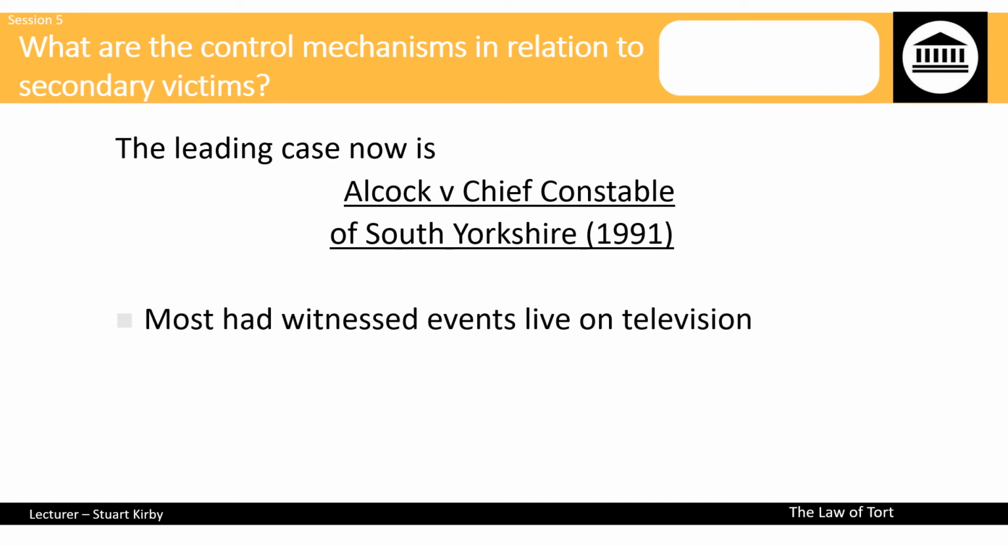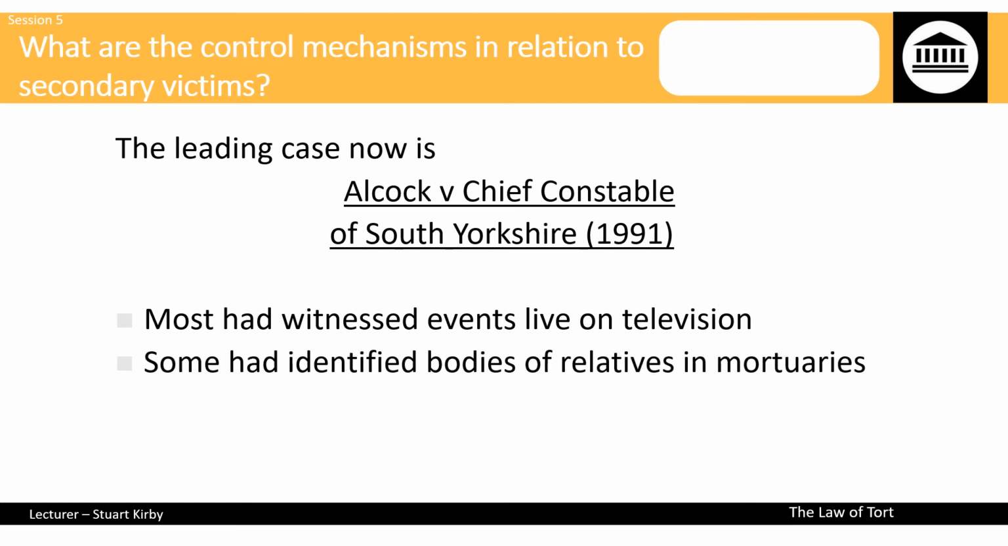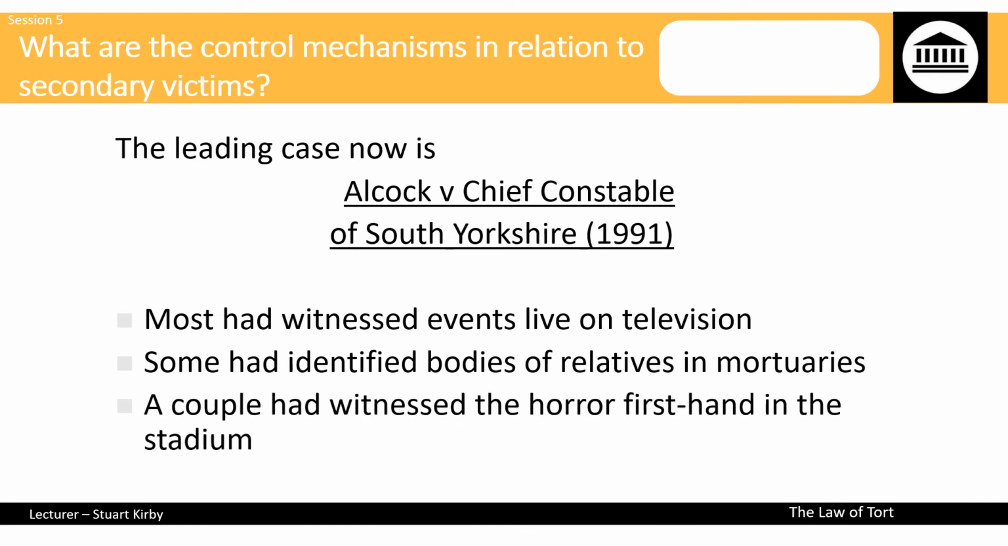So this is what changes. This could bring in more secondary victims, because actually, if it's televised, then millions of people are able to see this terrible incident, people dying and stuff, and therefore, can they make a claim of nervous shock? This is what we're looking at now. In this particular incident, some had identified bodies of relatives. So the camera crews had caught bodies of relatives in mortuaries and stuff, and people sitting at home could witness this. There was an actual couple there, and they witnessed the horror firsthand in the stadium.